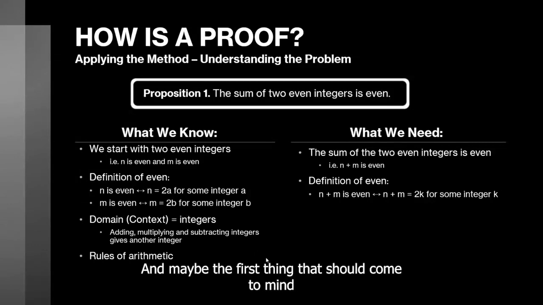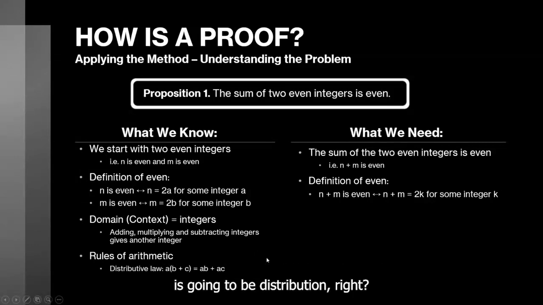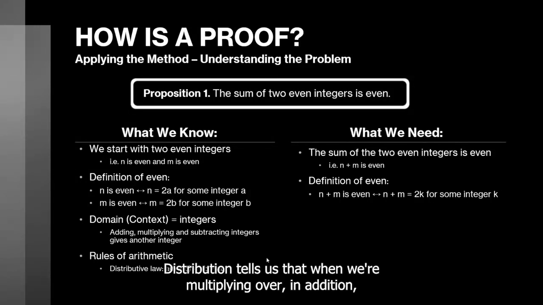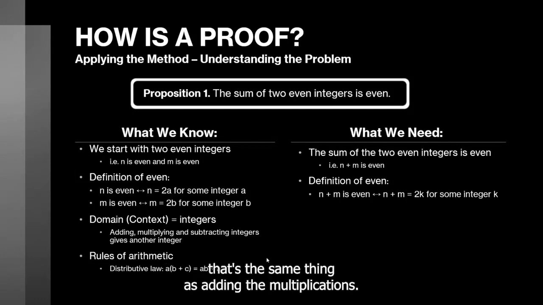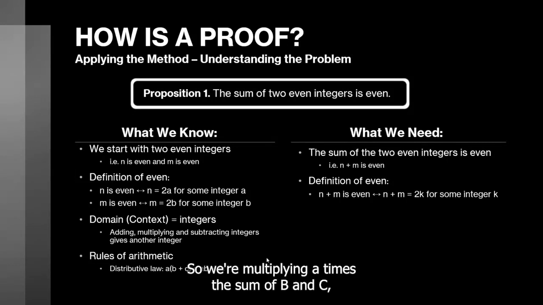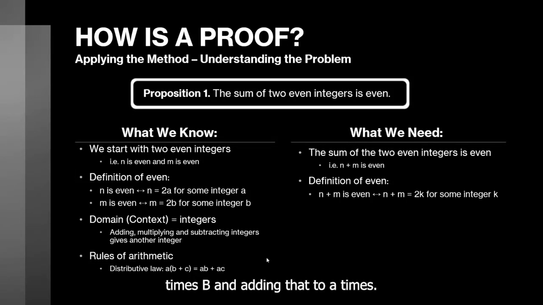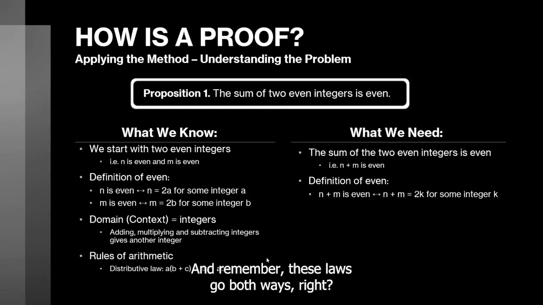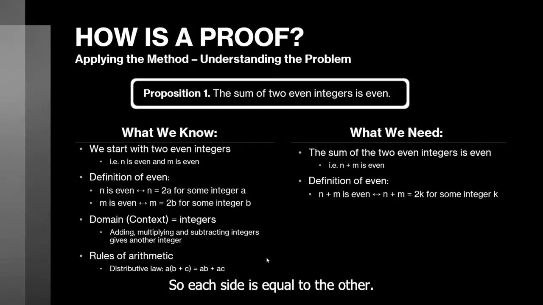And maybe the first thing that should come to mind is going to be distribution. Distribution tells us that when we're multiplying over an addition, that's the same thing as adding the multiplications. So we're multiplying a times the sum of b and c. That is the same thing as multiplying a times b and adding that to a times c. And remember, these laws go both ways. It's an equal sign, so each side is equal to the other.